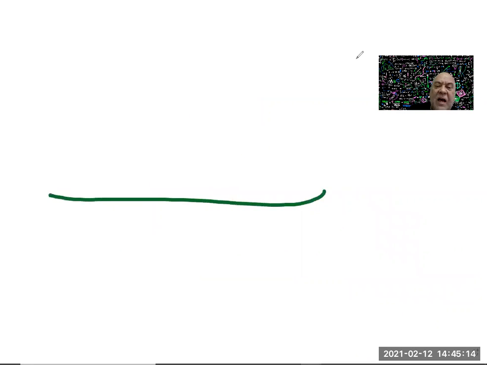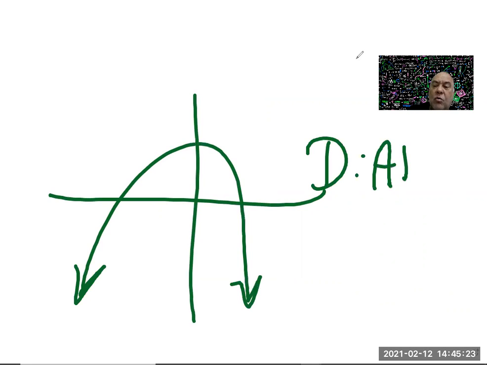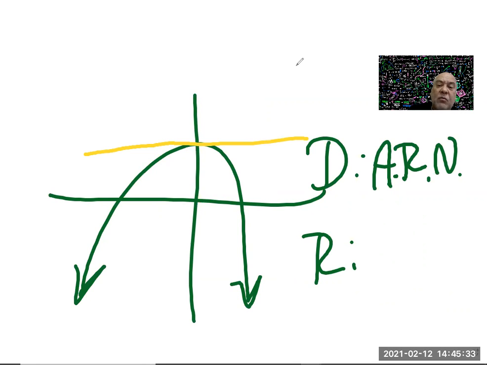Okay, if you have a downward facing parabola, same thing. If it's got the two arrows like that, the domain is all real numbers. And the range depends on what that maximum value is right there. Say if that was +5, then the range would be y is less than or equal to 5. That's just by looking at it, okay?